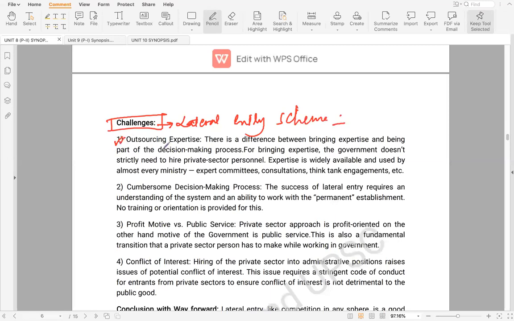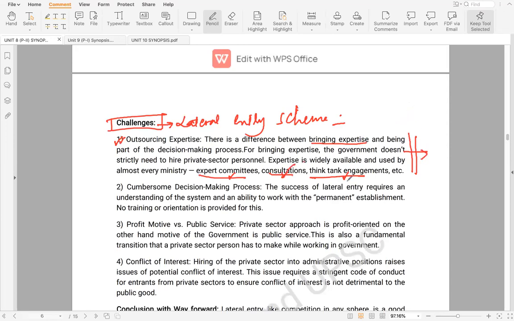First and foremost, outsourcing the expertise. There's a difference between bringing expertise inside and being part of the decision making process. For bringing expertise, the government doesn't strictly need to hire the private sector personnel. Expertise is widely available and used by almost every ministry. You have expert committees, you have consultations, you have think tank engagements. So all of this can be done even without bringing them to be a part of the system, right?